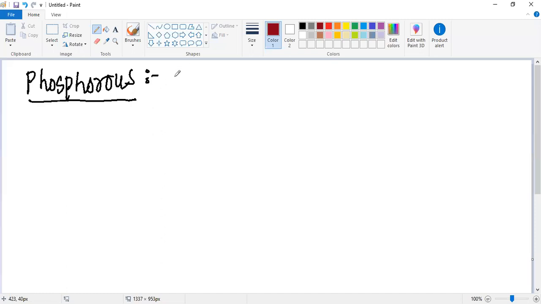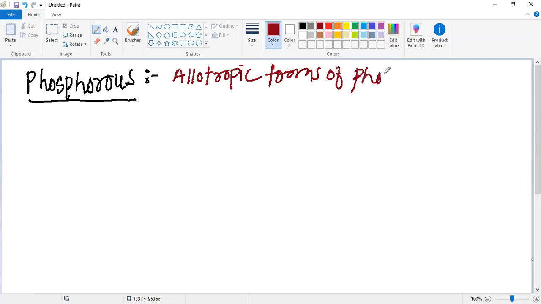So this phosphorus, first we need to study about the phosphorus, and phosphorus is found in many allotropic forms. So first we want to study about the allotropic forms of phosphorus. If we really look into the various allotropic forms, my dear students, we realize that this phosphorus has got two major allotropic forms. Let us study them one by one.